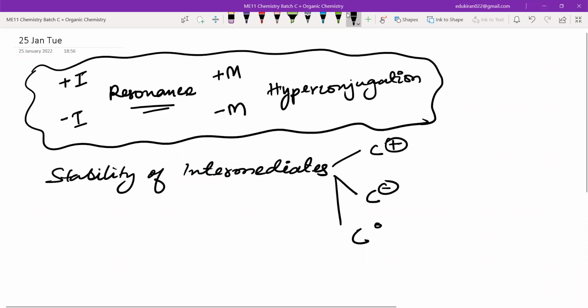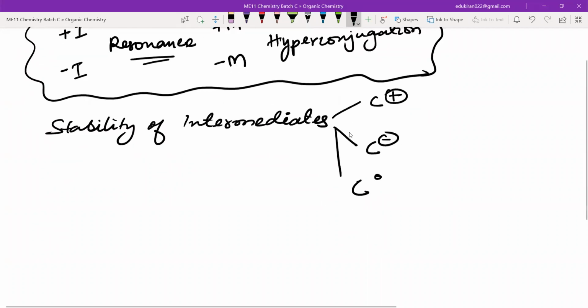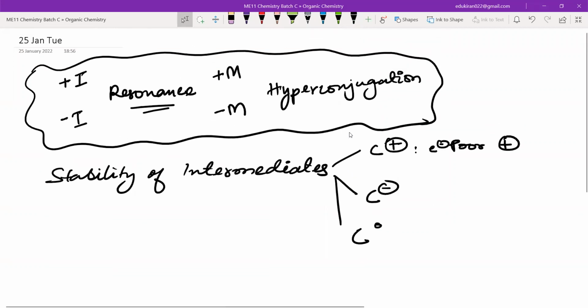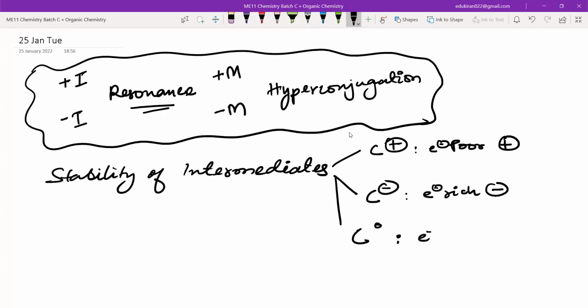So now we know that a carbocation is electron poor. Then all the plus groups, that is plus I and plus M, will be stabilizing the carbocation. Carbanion is electron rich, so all the minus groups will be stabilizing the anion. And also we know that the free radical is also electron poor. It does not have 8 electrons. That means all the electron donating effects, plus I and plus M, will be helping.